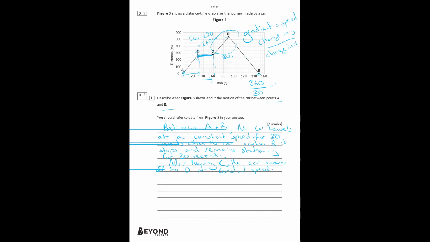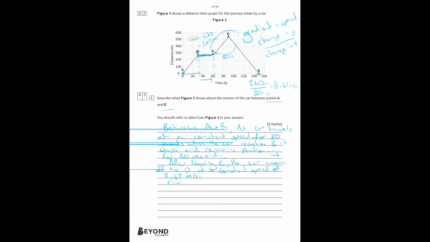Which is 8.67 meters per second, because you're doing meters divided by seconds. So we could say here, to be really specific, after leaving C, the car moves off to D at a constant speed of 8.67 meters per second. Perhaps looking at this, it looks like it's moving at the same speed as before between A and B as well. But without calculating it, I'm not going to make that claim.